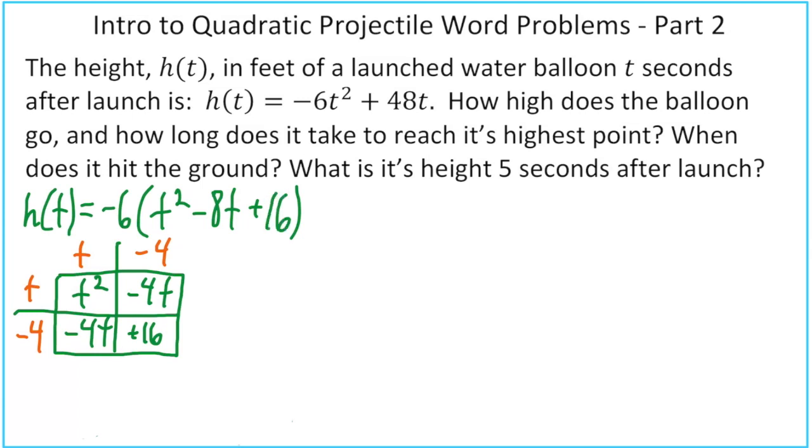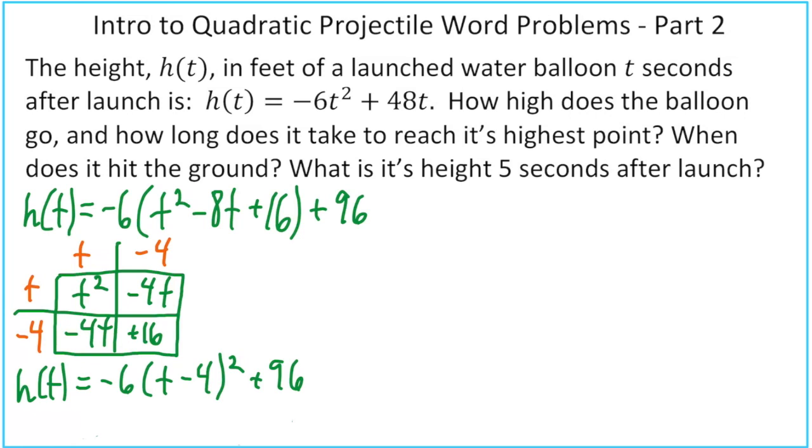Now remember, that positive 16 is actually being multiplied by a negative 6. So negative 6 times positive 16 is negative 96. So on the outside, we have to put the opposite of negative 96, which would be positive 96. Now we can go ahead and take that and simplify it to vertex form.